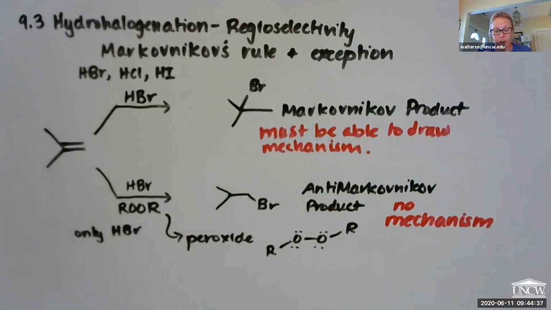So if you're sort of keeping track, you have now one reaction, hydrohalogenation, one route, Markovnikov product, the other route, anti-Markovnikov product. Are there any questions about hydrohalogenation?